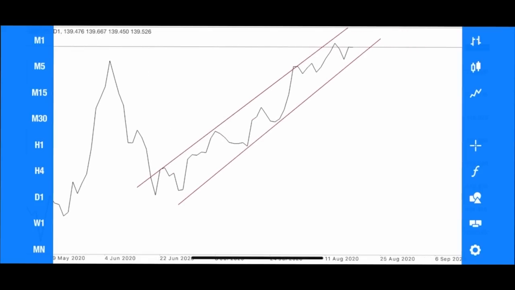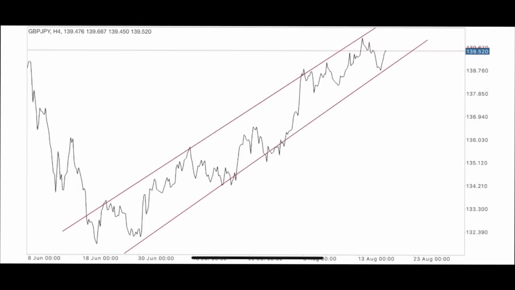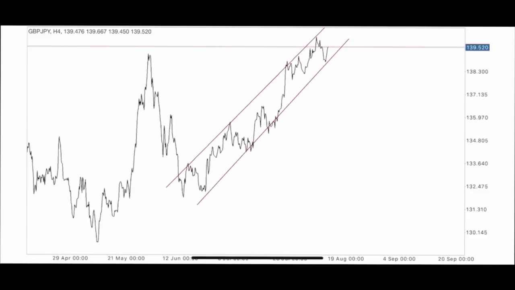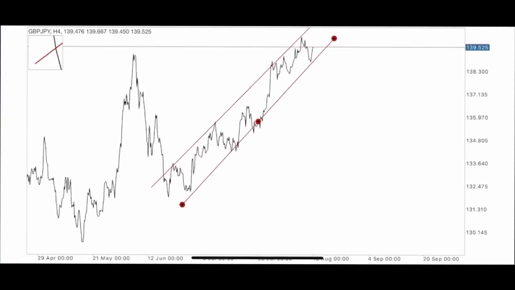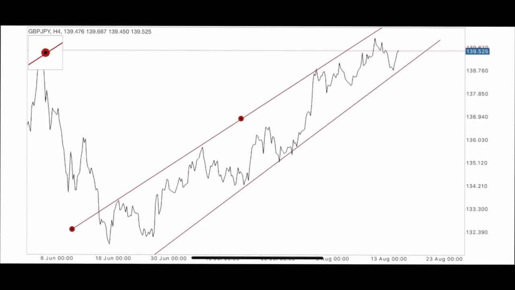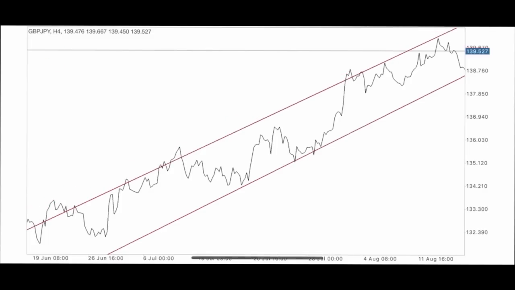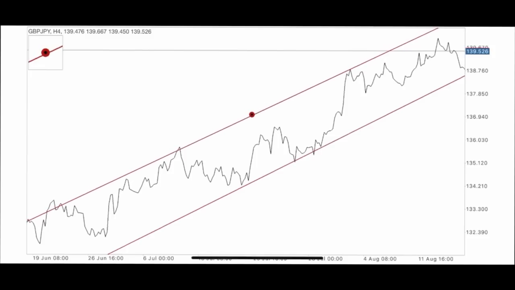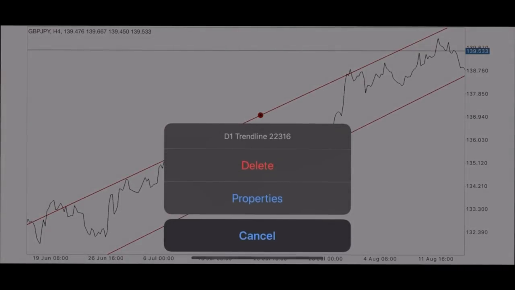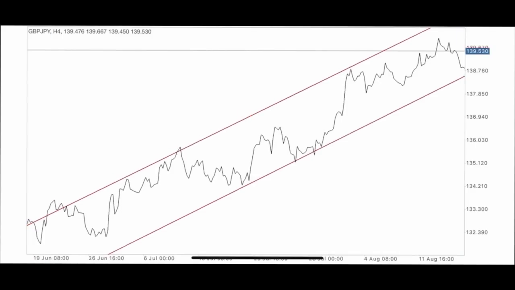I then move to the 4 hours to see if I was drawing the right thing or the wrong thing. Then on the 4 hours I have to do a few adjustments. Here I am doing a few adjustments, making sure that I cater exactly to where my trend line attaches to the whole overall structure. Okay, there you have it.